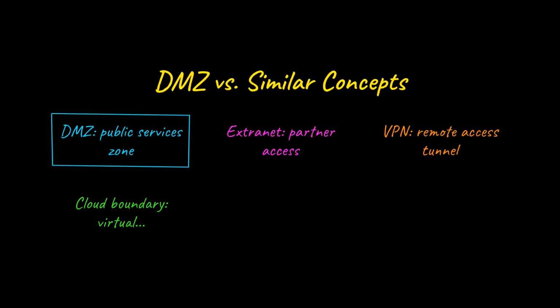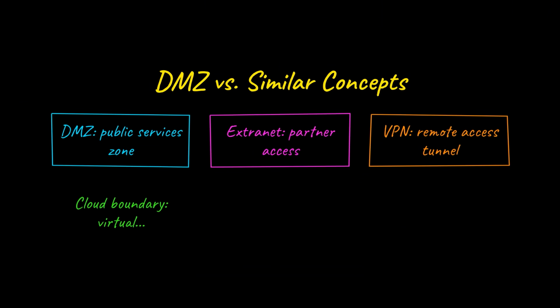The DMZ is often confused with related concepts. An extranet shares access with business partners. A VPN provides encrypted tunnels for remote users. Cloud trust boundaries use virtual networks and security groups. Only the DMZ is specifically the on-premises design for isolating public-facing services from internal systems.